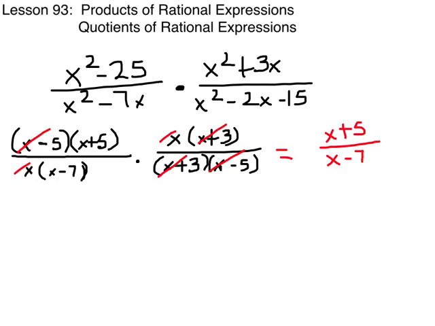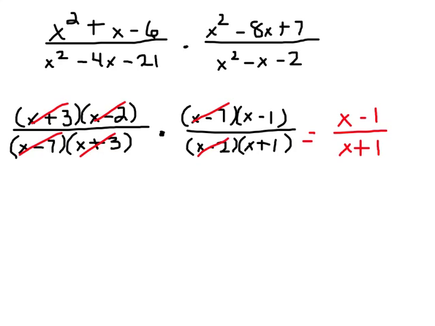Okay, let's do some more. Okay, so we're going to factor all 4 of these. This would factor to x plus 3, x minus 2, positive 3 because we need a positive 1 here. On the bottom, the factors of 21 that would give us negative 4 are negative 7 and positive 3. So x minus 7, x plus 3. Over here we've got the factors of 7. There are only 2 factors, so those would need to be 1 and 7.